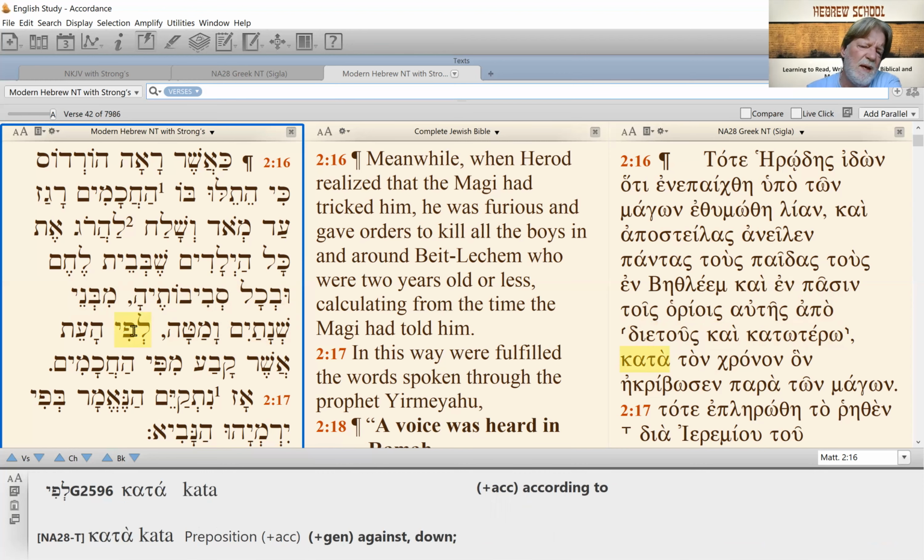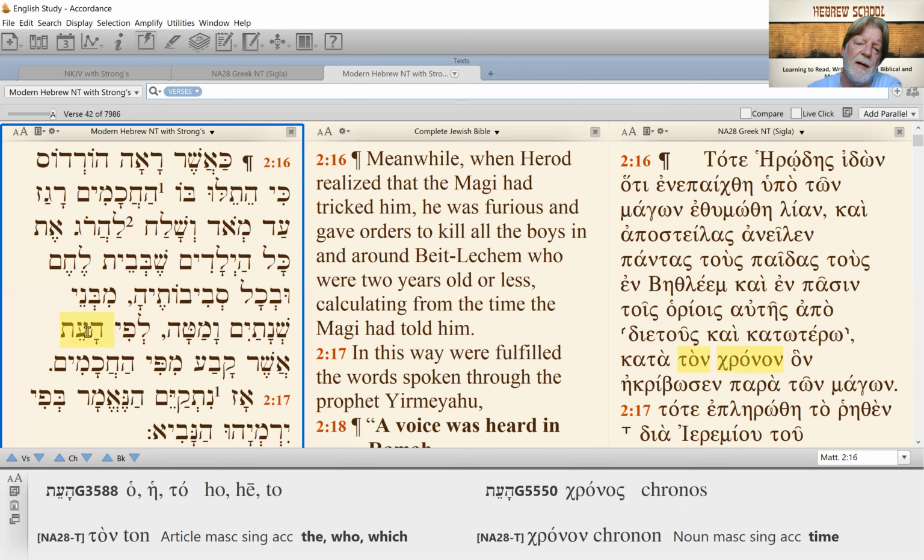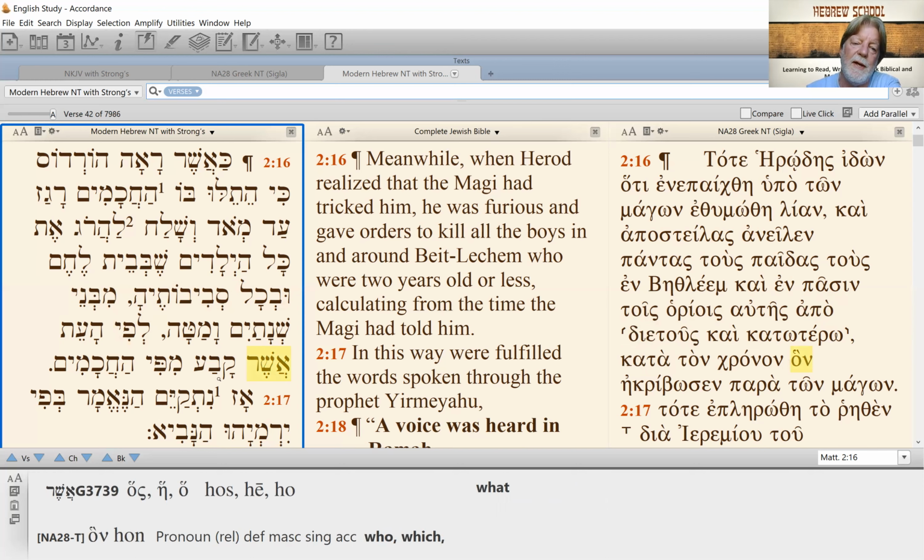Lifne, which here means based on. Literally, we've got the prepositional prefix lamed, which means to. Peh is the mouth of. So it could be to or from the mouth of. Ha'et, the time. Asher, which.